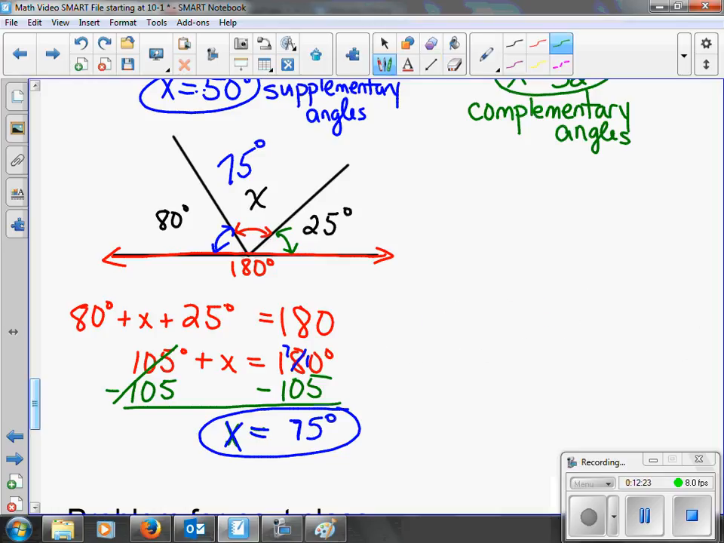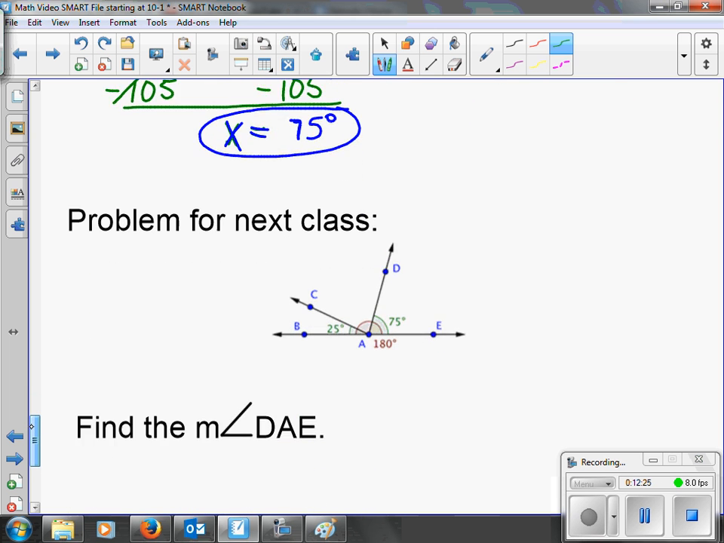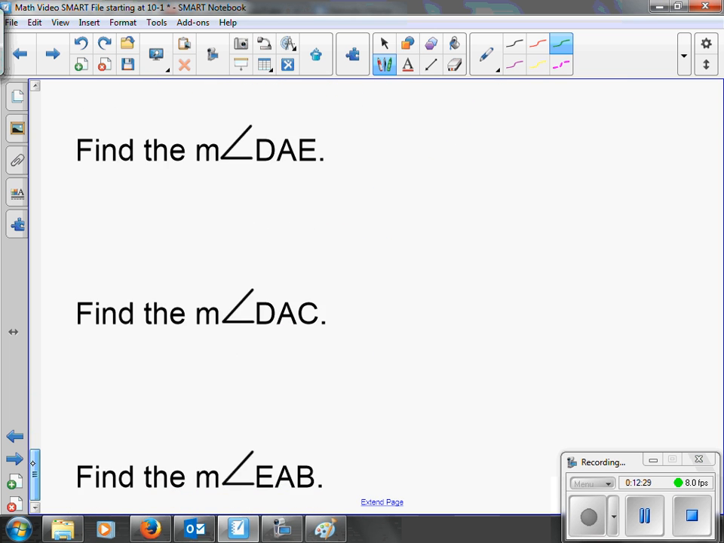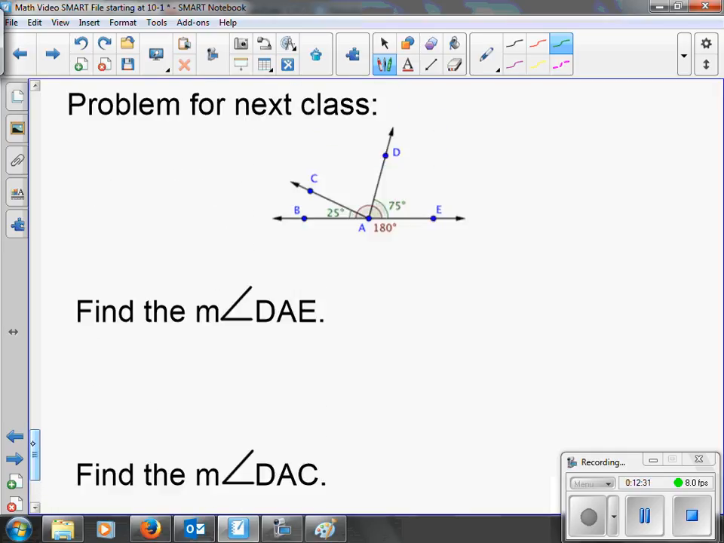Doesn't bother me. Okay, so problems for next class. There's 2 actually, so problems. Nope, I lied. There's 3. Okay, problems. There we go. For next class, you have your angle here. It's broken up just like we did with the problem before. And I want you to find the m. Okay, so this means find the measure.